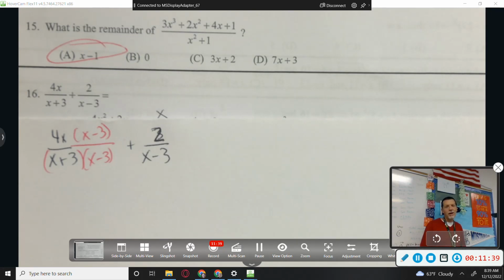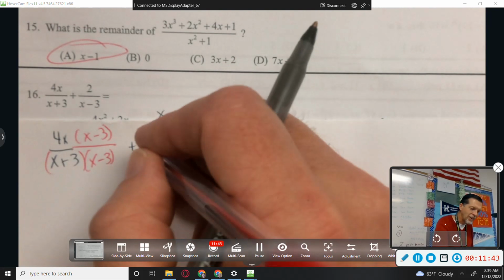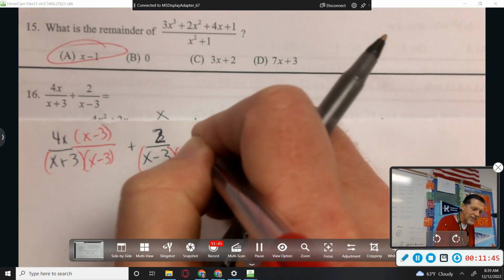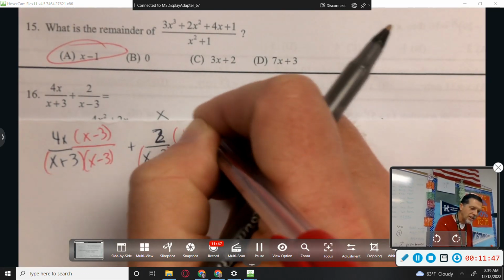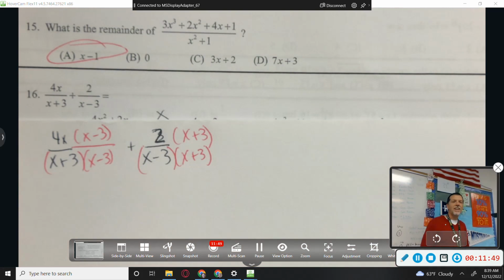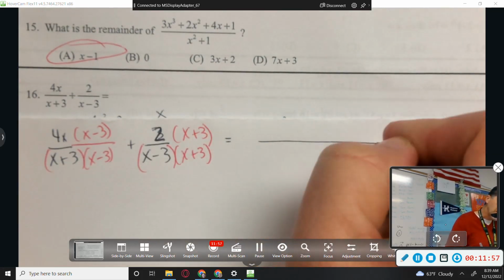Well, then second denominator is like, well, that's not fair. He's got an x plus 3. Why can't I have an x plus 3? So we give the second guy an x plus 3. You're like, all right, everybody be quiet. Everyone, we're all good now. Because we have a common denominator.